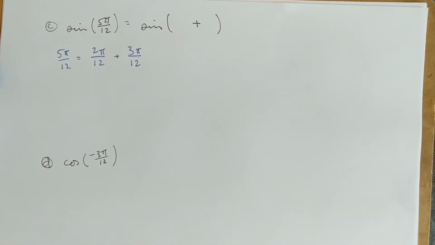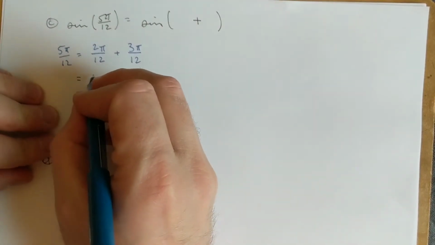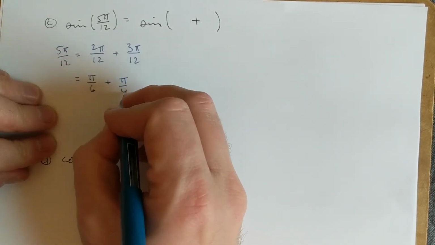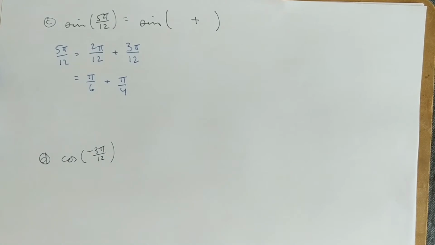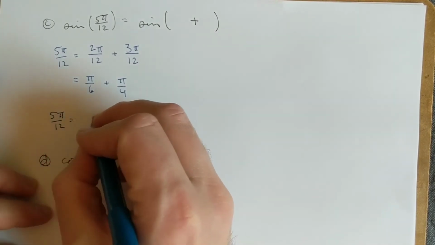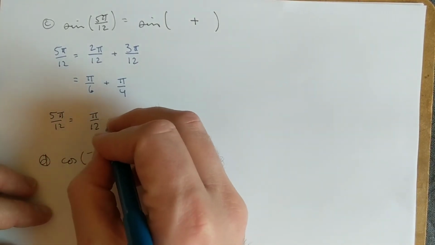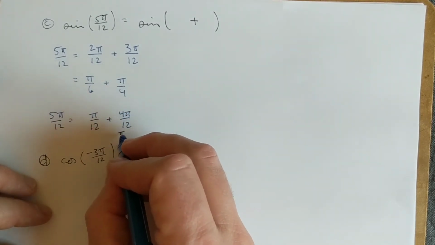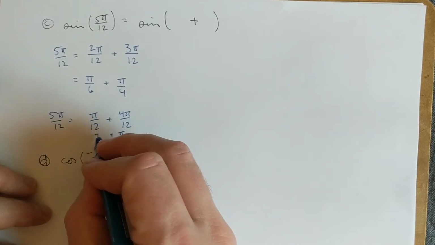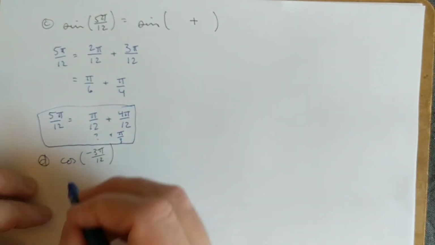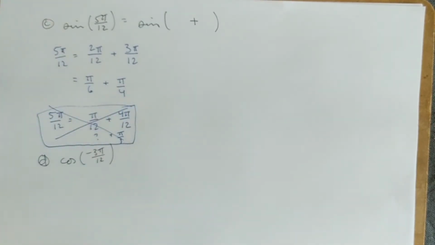So why is this good? Because 2 pi over 12 will simplify to pi over 6, and 3 pi over 12 will simplify to pi over 4. And these are angles that are on the unit circle. So if I had used pi over 12 and 4 pi over 12, well, this one will simplify to pi over 3, so that's nice. But then this one doesn't simplify at all, so this, even though it does give me 5 pi over 12, isn't a good thing to use for this sum formula.